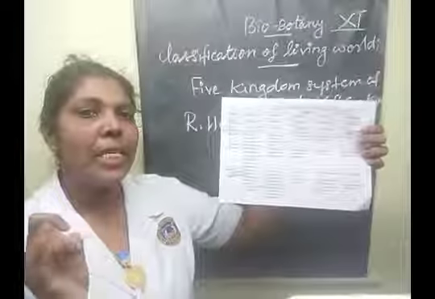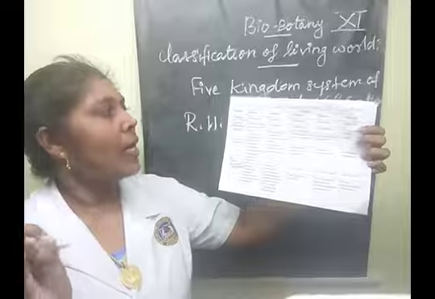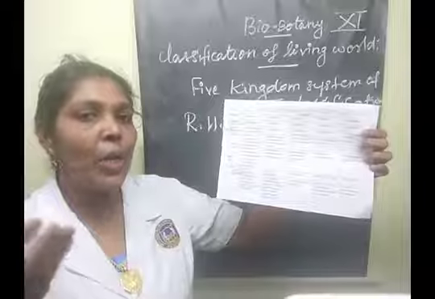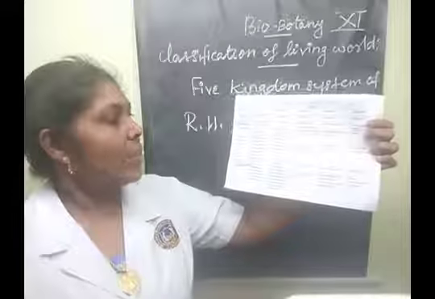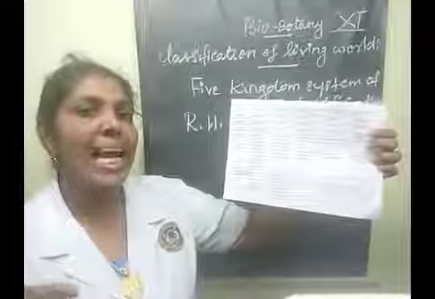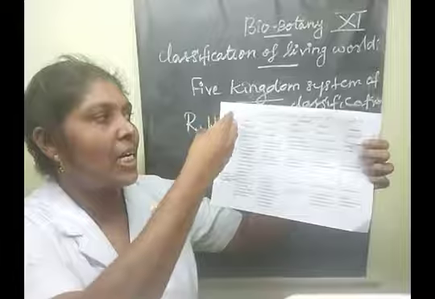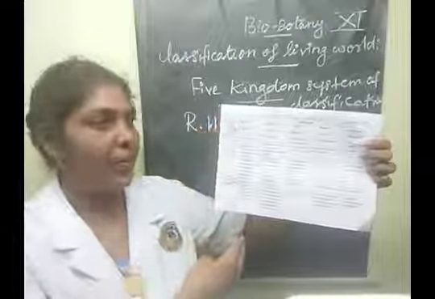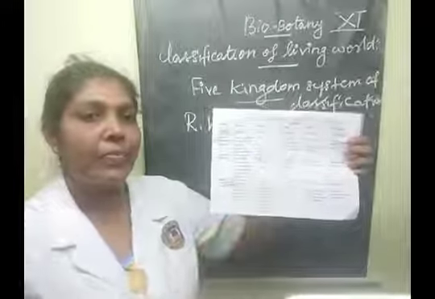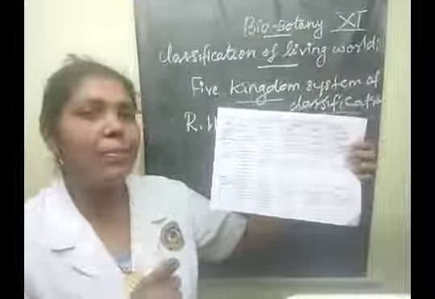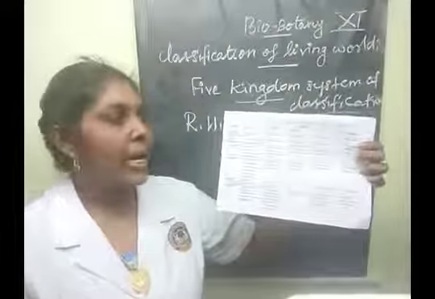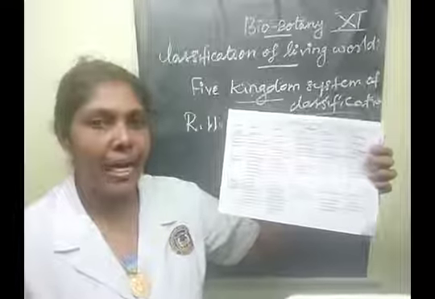What are the points? Cell type or cell structure, thallus organization or level of organization, cell wall, what component is present. The next one is mode of nutrition, motility, and the last one is examples of the organism. So these are the criteria we should write one by one. Then column wise you write the 5 kingdom names. Can you say the kingdom names? Very good. Monera, Protista, Fungi, Plantae, Animalia. Clear?